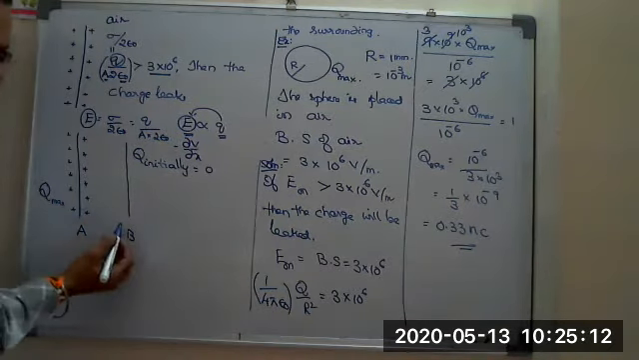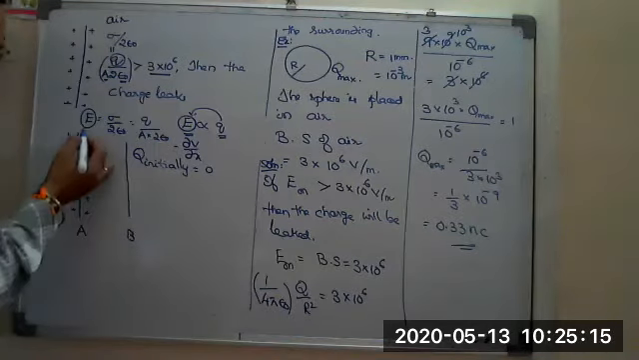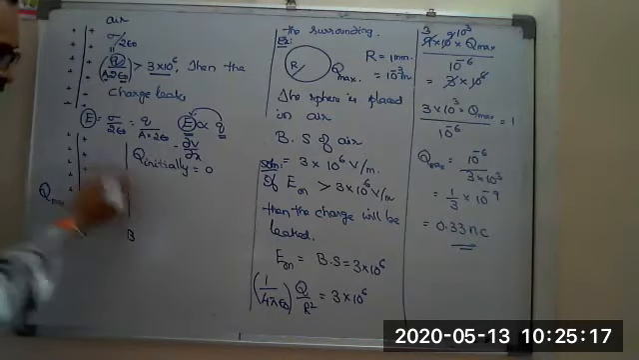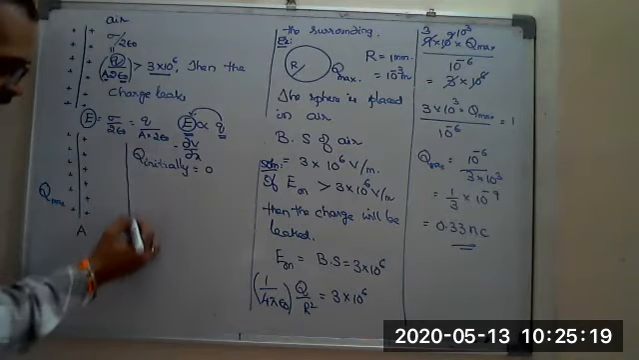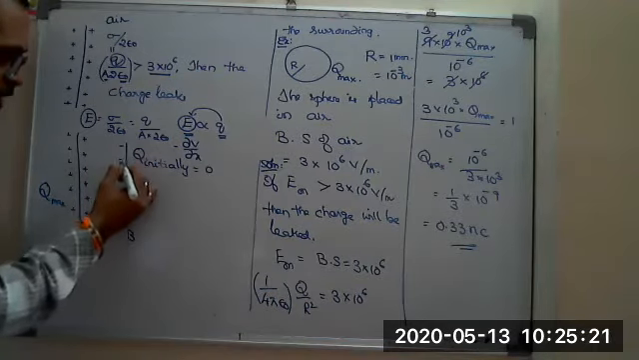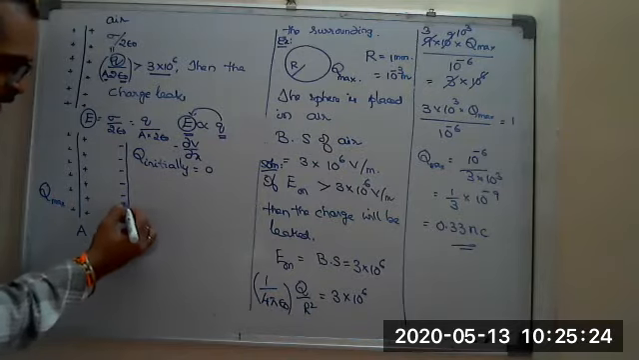What is the method of induction? The positive charge here tries to induce, since it is a conductor, an equal amount of negative charge on the nearer face.